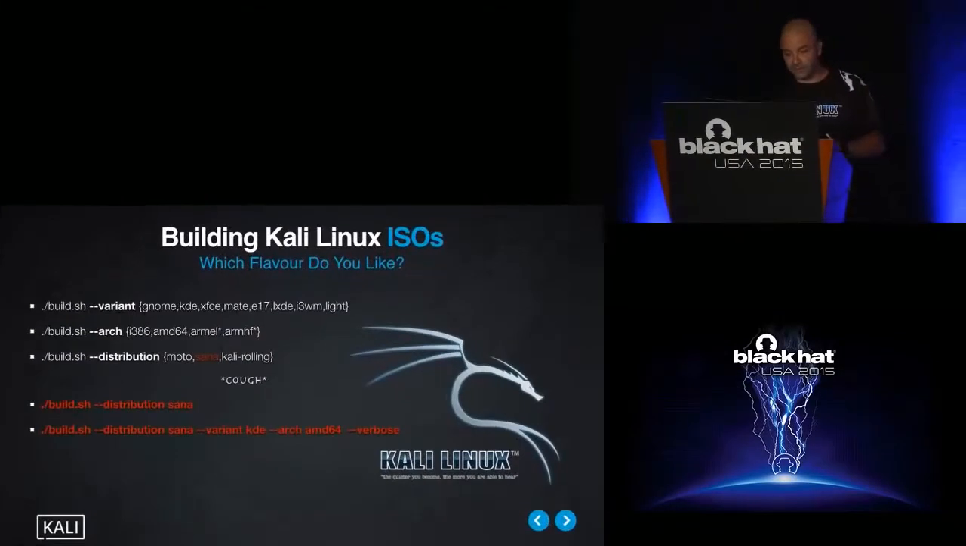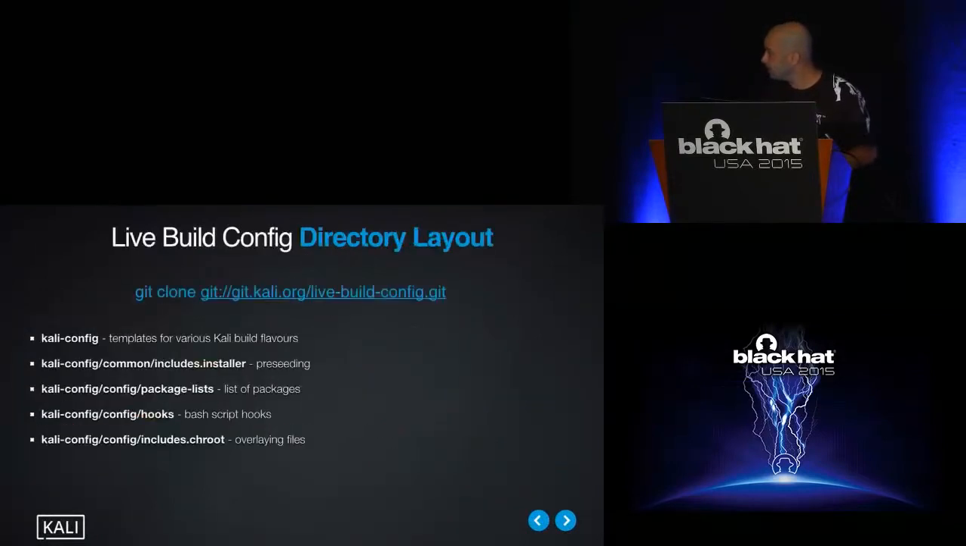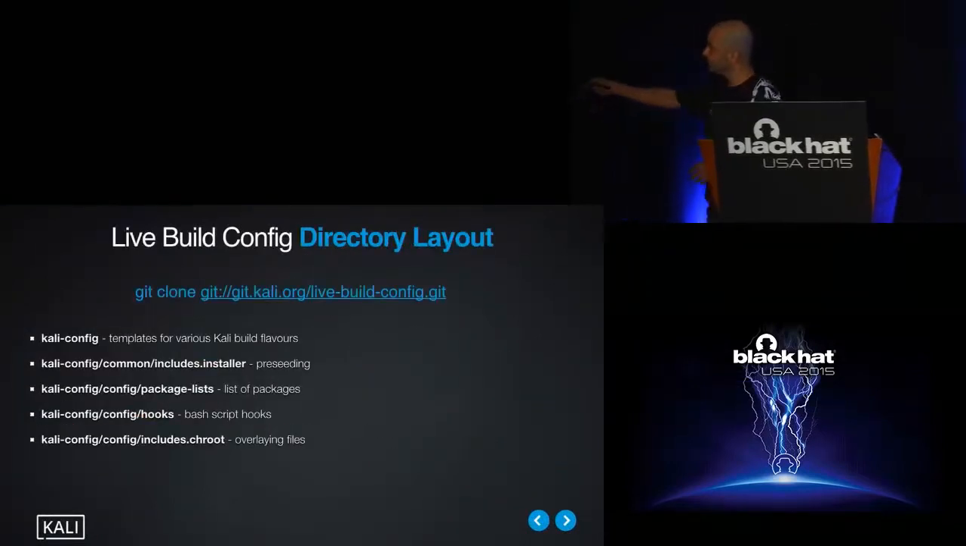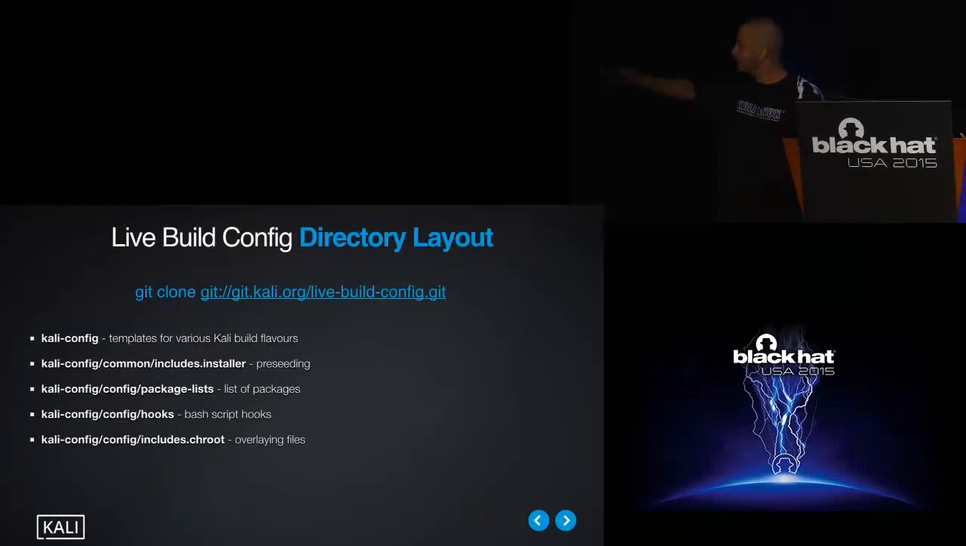And of course, all of these configurations and all of the live build directory can be found here at our Git repo, Kali Git repo. So essentially, Git cloning that, and you have the default setup that we use to release our ISOs. Okay, and then on top of that, you can start configuring your stuff.